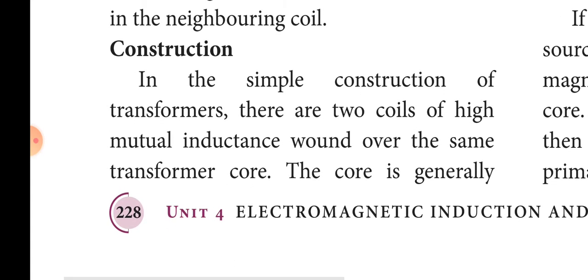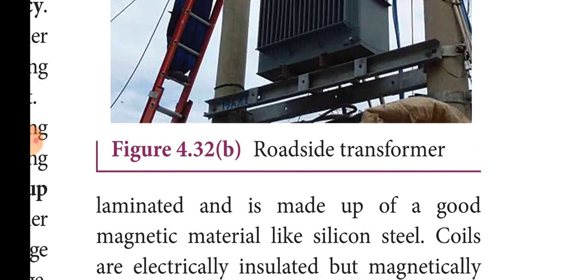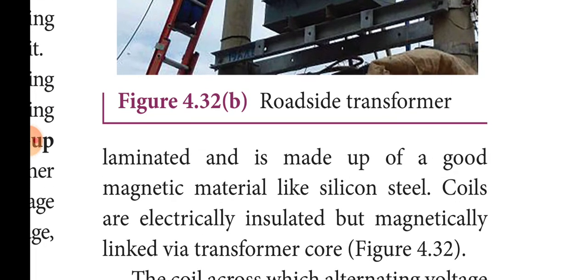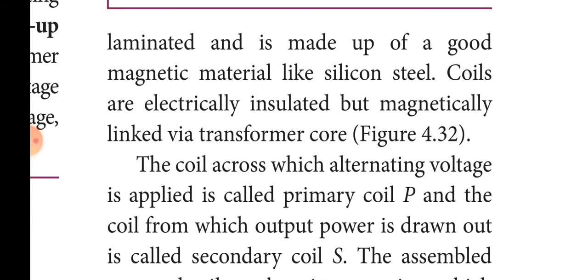Construction. Construction tells the simple construction of a transformer. There are two coils of high mutual inductance wound over the same transformer core. The core is generally laminated and is made up of a good magnetic material like silicon steel. The coils are electrically insulated but magnetically linked via the transformer core.